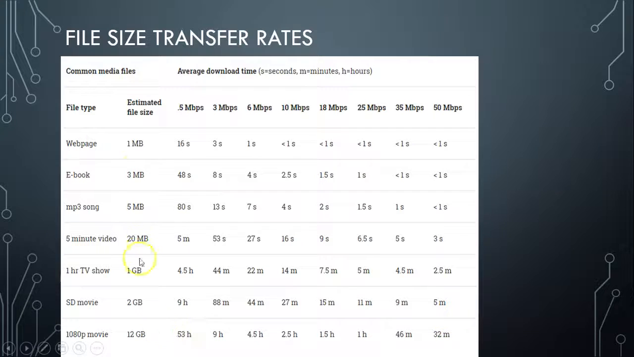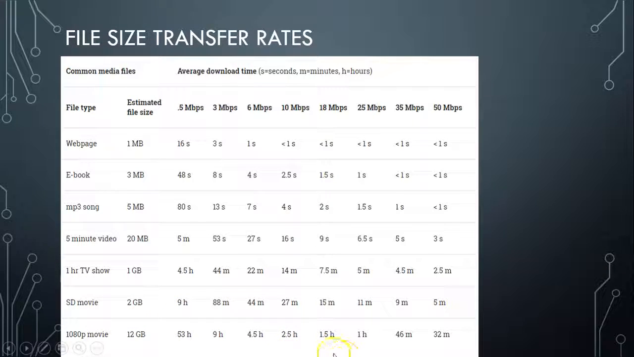But what I really want to point to here is the size of these files. An ebook is 3 megs. An MP3 song, about 5 megs. A 5-minute video, about 20 megs. A 1-hour TV show, about 1 gig. An SD movie, which is standard definition, like the old stuff that you would have, not high resolution at all, not full def, is about 2 gigs. A 1080p movie, that's your full HD, is about 12 gigs.